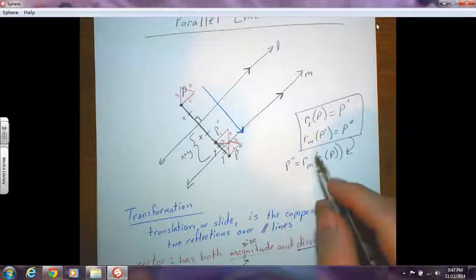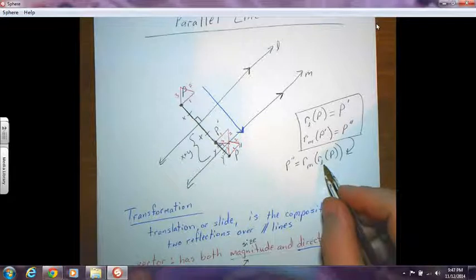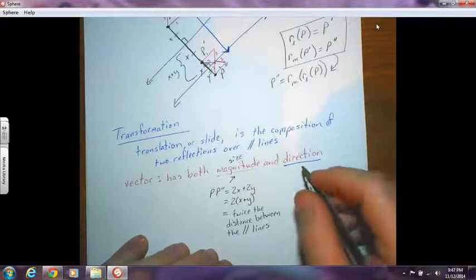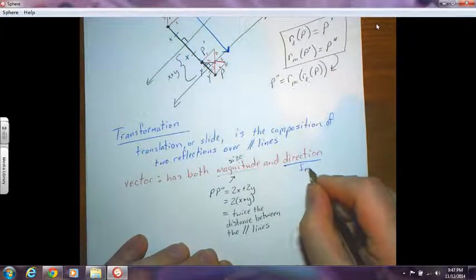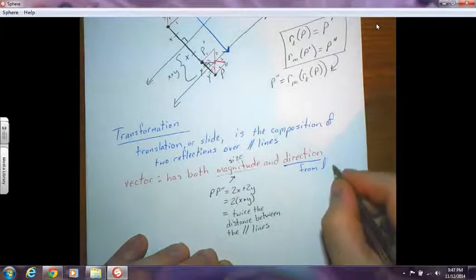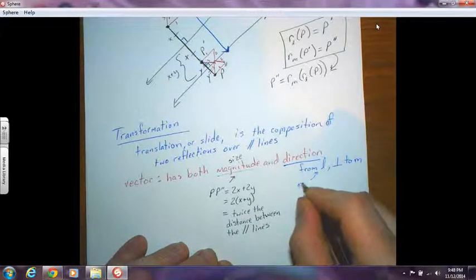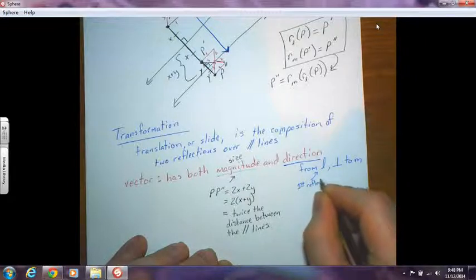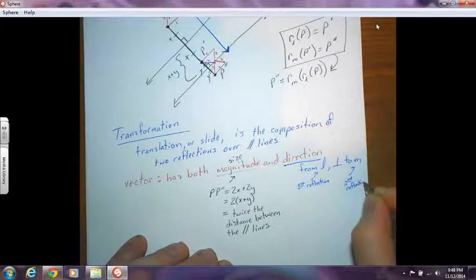It's also, notice over here, that we reflected over L first and then M second. So it's the direction from the first line we reflected over towards the second line we reflected over. So this direction is going to be the direction from L perpendicular to M. So it's from L perpendicular to M, and the reason it's from L is because that was our first line of reflection. And it was towards M because that was our second line of reflection.